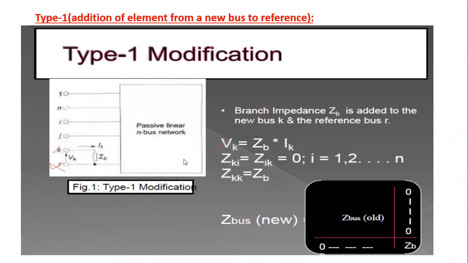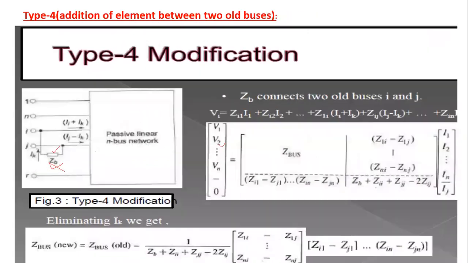What is the old bus? I and J are the old buses. Therefore the element ZB is added in between the I and the J. Then write down the equations for that Z bus new matrix.